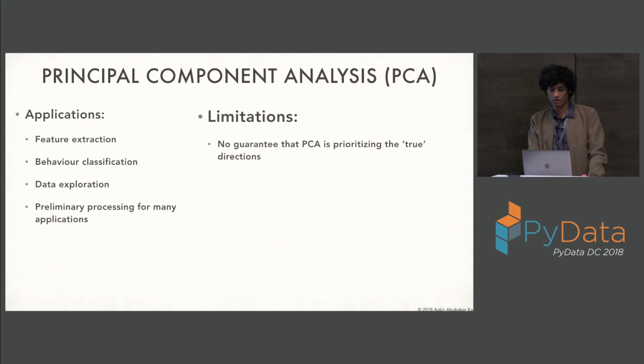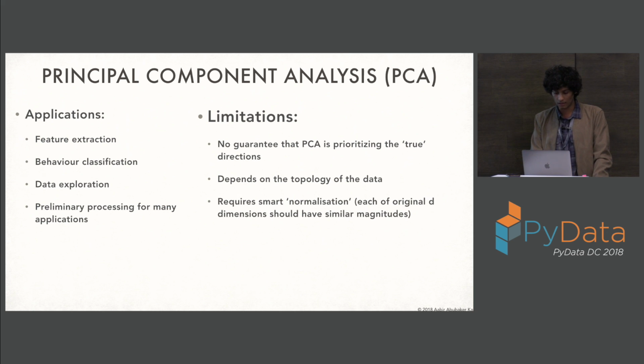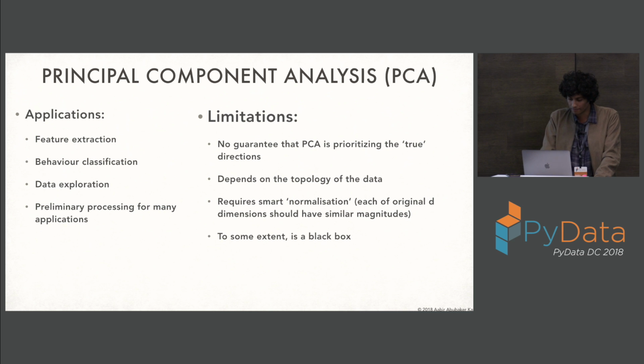Of course, PCA also does have limitations. There's no guarantee. Like I said, based on where the points are in the real space, you don't know that PCA is prioritizing the real directions that explain it. It depends, again, heavily on the topology. The boomerang is always a problem. And it requires smart normalization, because like I said, the eyebrow thickness might not be a good comparison if you also have tens of billions of dollars. And it is a black box, because you would have to apply it on a data set every time it changes in order to reflect the changes in the data set.